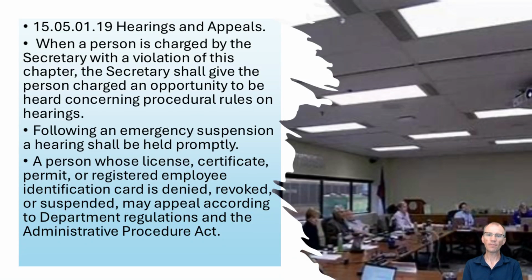15.05.01.19 Hearings and Appeals. When a person is charged by the Secretary with a violation of this chapter, the Secretary shall give the person charged an opportunity to be heard concerning procedural rules on hearings. Following an emergency suspension, a hearing shall be held promptly. A person whose license, certificate, permit, or registered employee identification card is denied, revoked, or suspended may appeal according to department regulations and the Administrative Procedure Act.